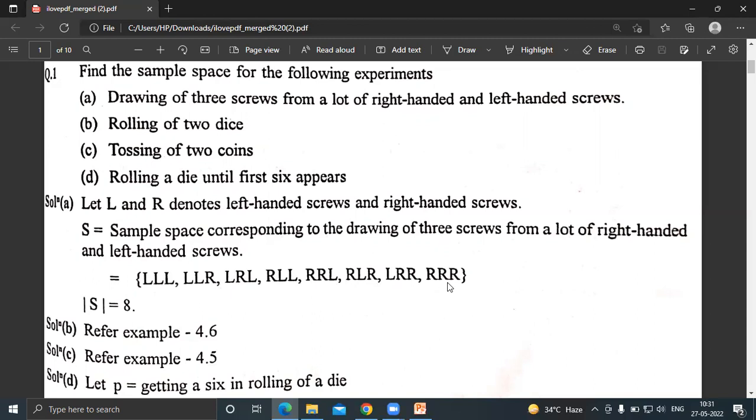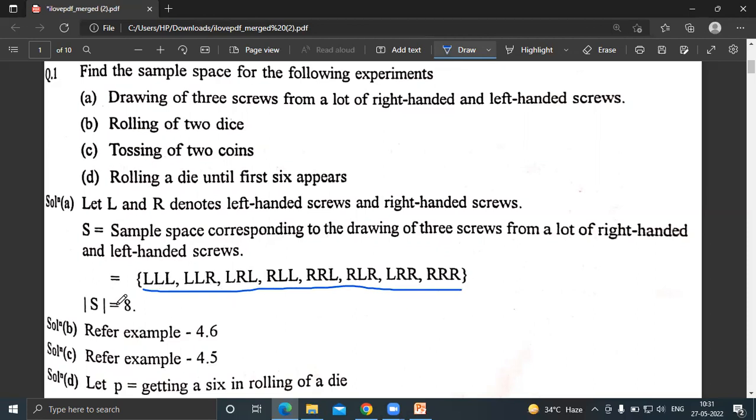Just like if we toss a coin 3 times, how it looks. Like this, you have to write all the outcomes. If we write all outcomes in a set, then it is called the sample space. So the sample space looks like this. If you take the cardinality, then the sample space cardinality is 8.